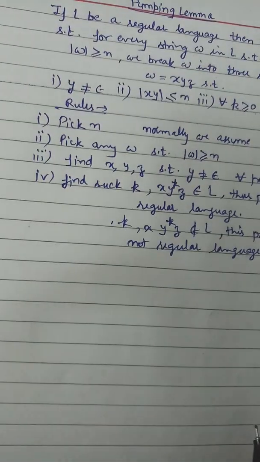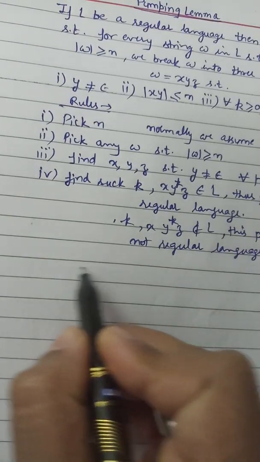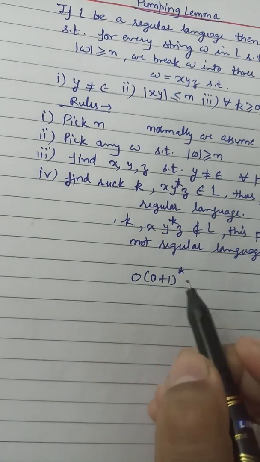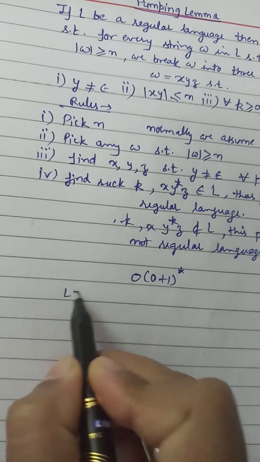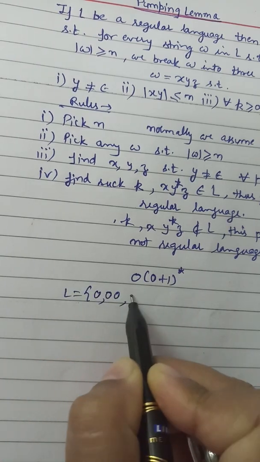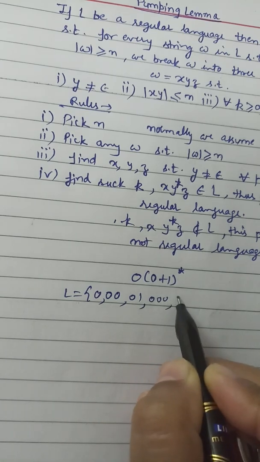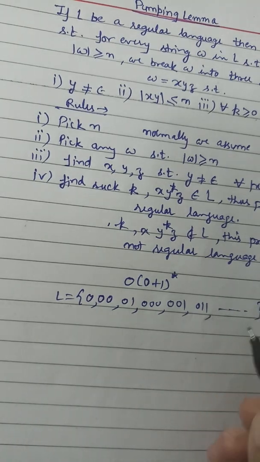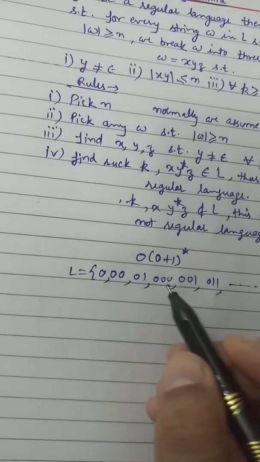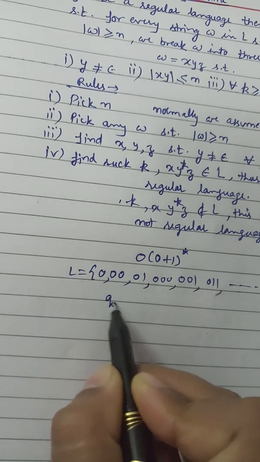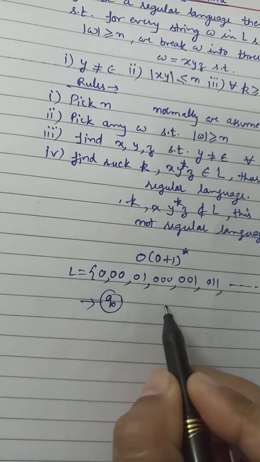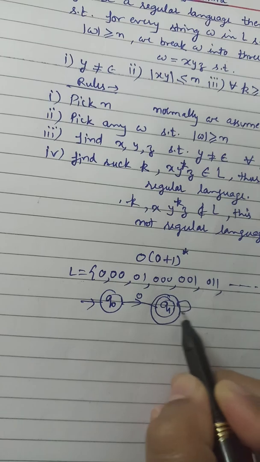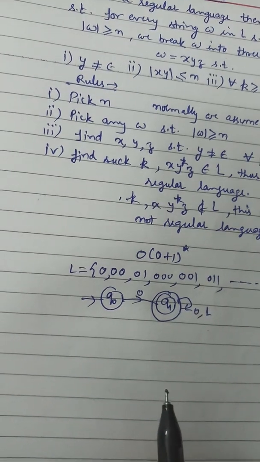So first start with the language. Suppose we have 0(0+1)*. This is the regular expression for that language. What will be the language? The language will be 0, 00, 01, 000, 001, 010, 011, and so on. This can be the language. What will the DFA be? The DFA will start with the initial state q0, move to q1 on 0, make q1 a final state, and make a loop of 0, 1 on q1.